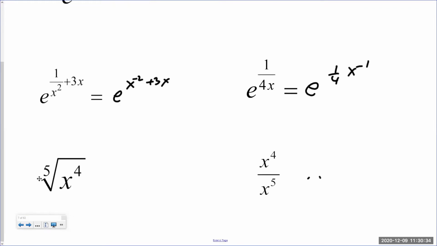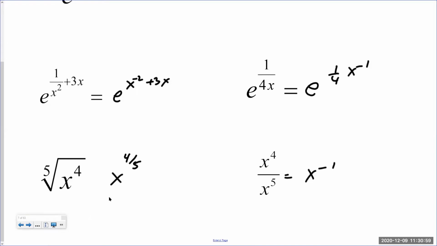If I had the 5th root of x to the 4, do you guys understand that the root is always the denominator, okay? The power is always the top. So this would not be 5/4, but it would be 4/5, okay? And then finally, if you have 2 bases that are the same and you're dividing, what you do is you subtract these exponents. So this would be x to the -1.